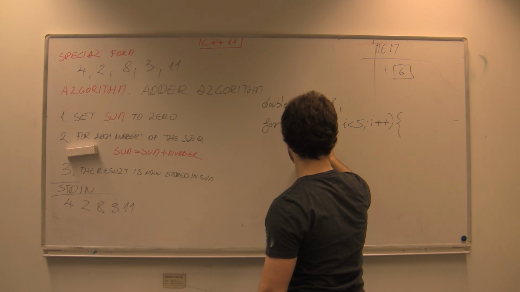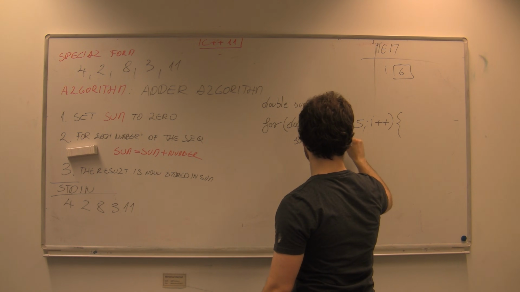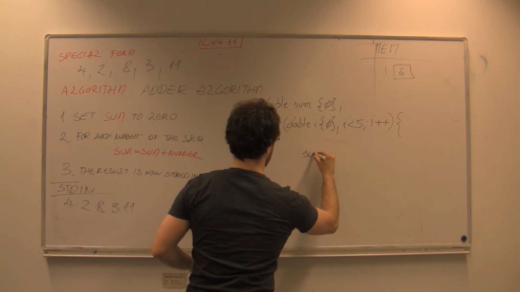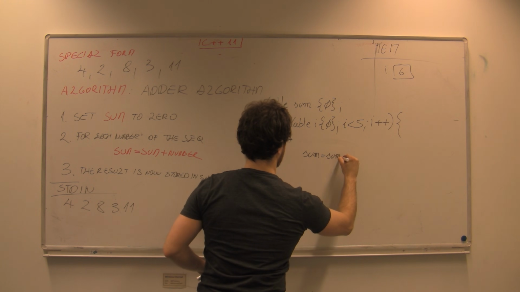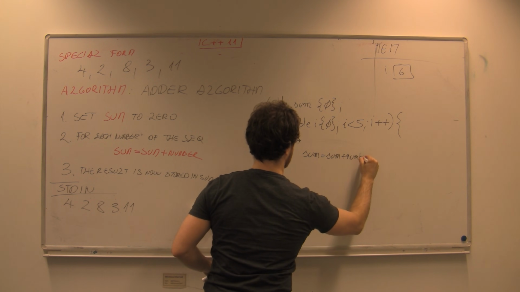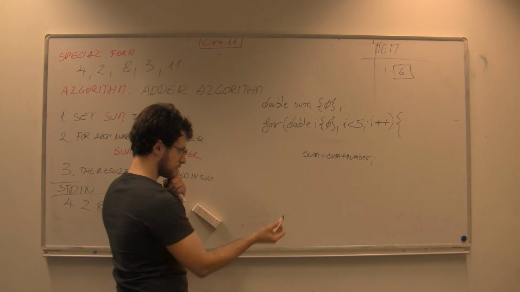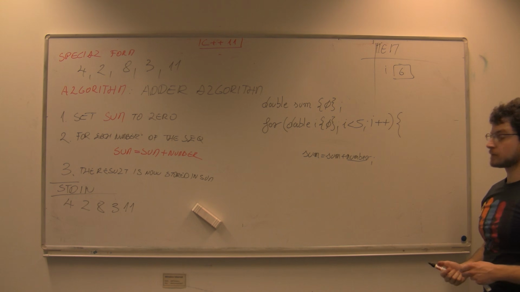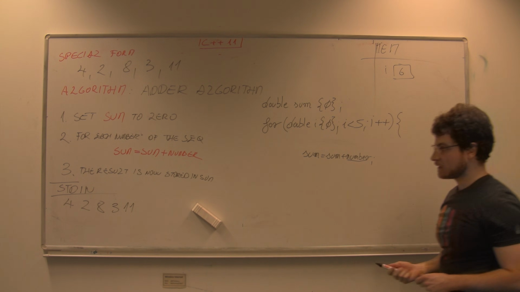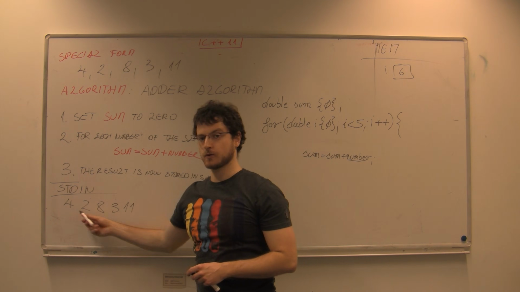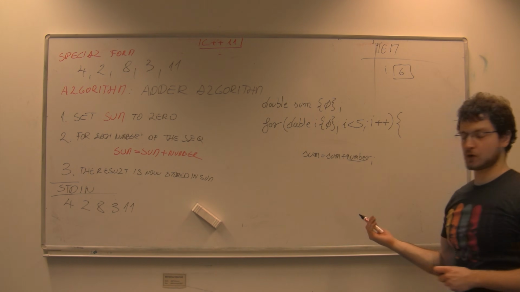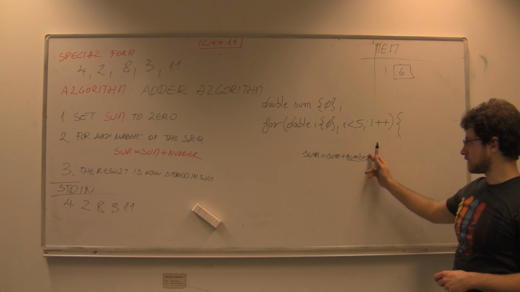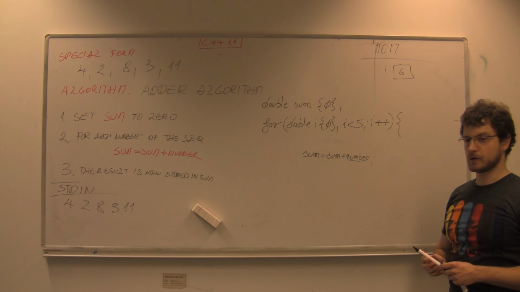Sum equal to sum, sum equal to sum plus number. However, there's a problem here. We don't know what this number is. Our values are on standard input, so we will have to extract them from the standard input and place them in this auxiliary variable number. And we know how to do this.